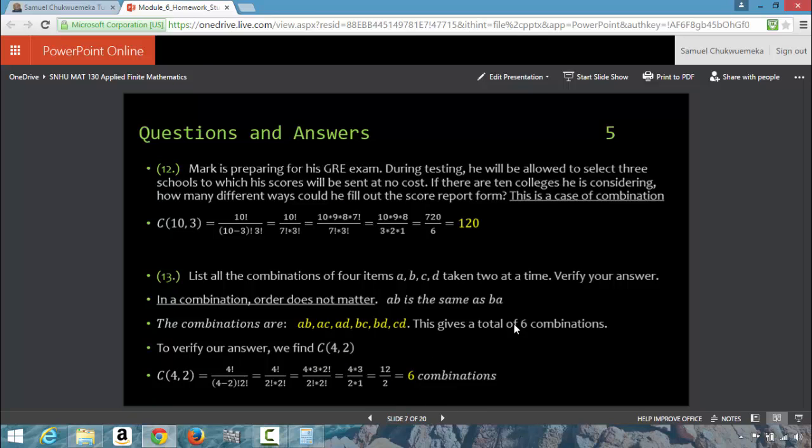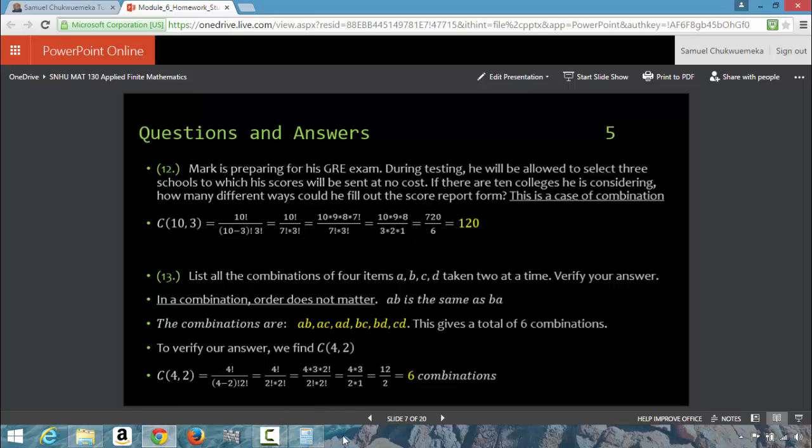Question 12. Mark is preparing for his GRE exam. During testing, he will be allowed to select 3 schools to which his scores will be sent at no cost. If there are 10 colleges he is considering, how many different ways could he fill out the score report form? So this is also a case of combination. I explained it in the prerequisite video because order does not matter. So this is like saying 10 combination 3, or you say comp 3 from 10, or you say 10 comp 3, and that is the formula.